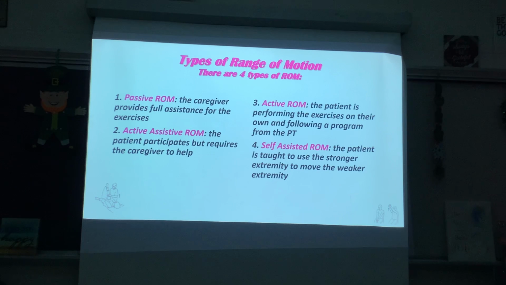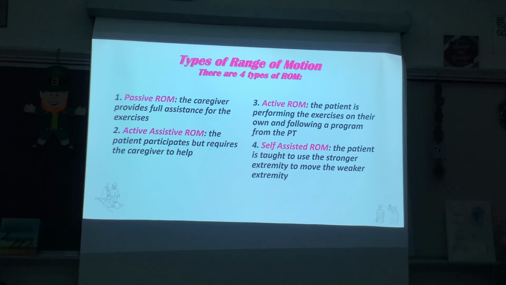The types of range of motion. I'm just going to be going over 4 types of range of motion because this is very, very important. It's important on how much participation you actually will be getting from your patient. So the first type is passive range of motion. The caregiver provides the full assistance for the exercises. Just like in the nurse aide video, you are performing the exercises, you are actually moving the extremity and the joint.